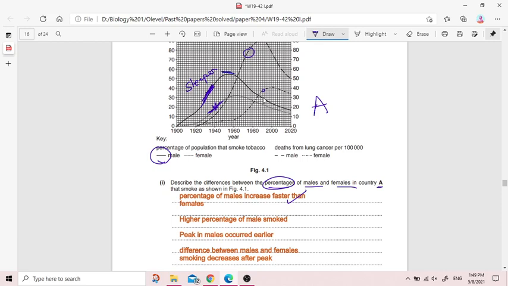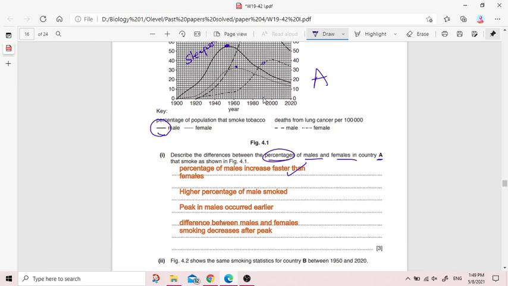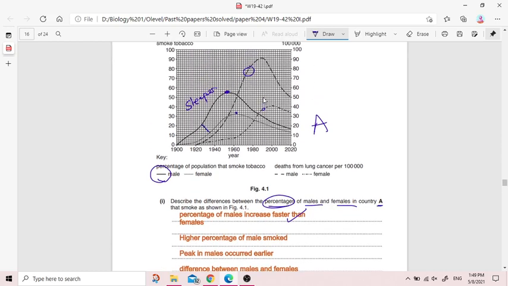Number 2. A higher percentage of males smoke than females. Number 3. The peak, which is the highest point, is earlier in males than in females. The peak in the males happened first. So the peak in the males is earlier than the peak in the females. What else can I do? I can compare the difference. Can you see here the difference between them was big. But after the peak, for example after 1960, the difference between the percentages of male and female smoking decreased.